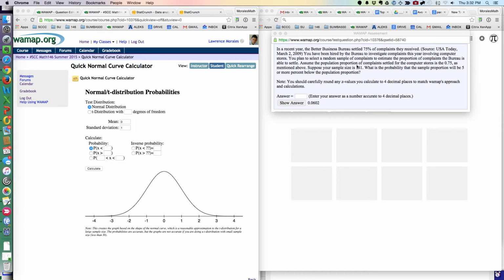What we want to do is say, suppose that we have a sample size of 181. What is the probability that the sample proportion of that size will be 5 or more percent below the population proportion? So before we do anything with any technology over here, let's take a look at some of the calculations we need to do in order to input the correct information over here in the technology.